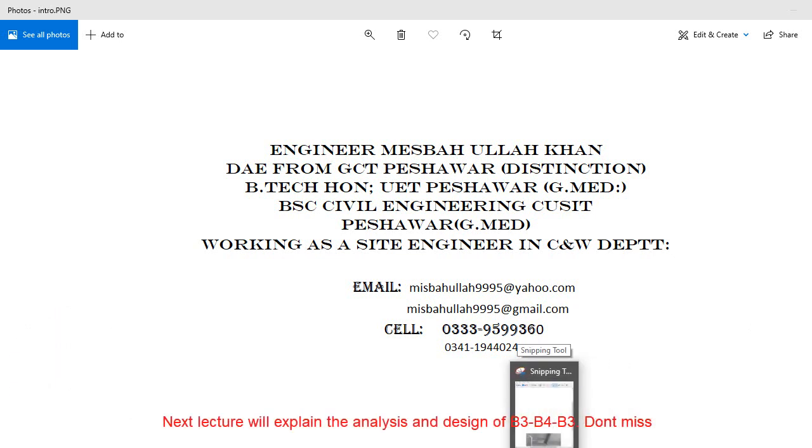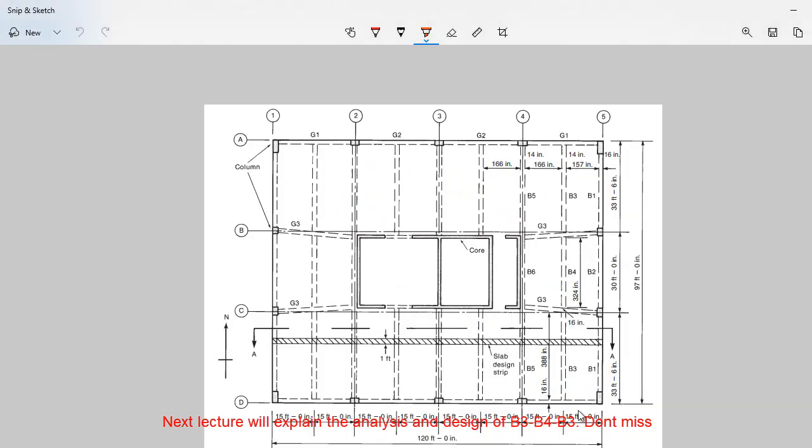RCC structure design. In this lecture, I am covering an example of a one-way continuous slab design, and the example is one I selected from the McGregor book. This is the example you see. This is a grid system.